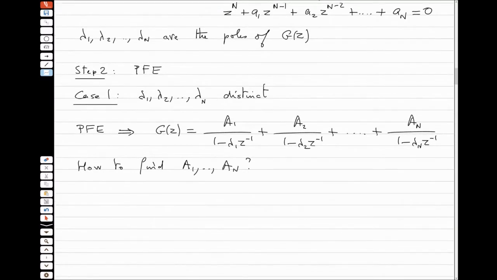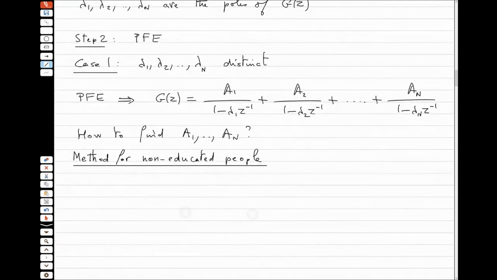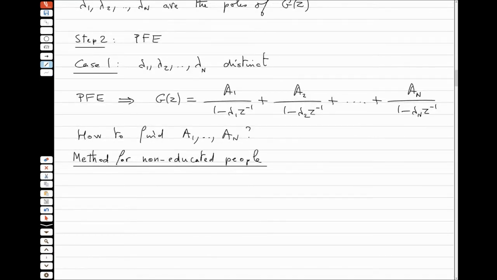So there are two methods, as you know. Method for non-educated people. So you know what this is about, but just to review, basically you go backward, you go backward.